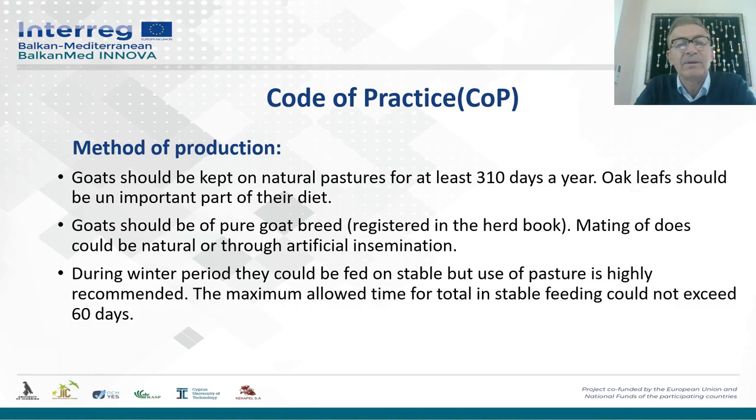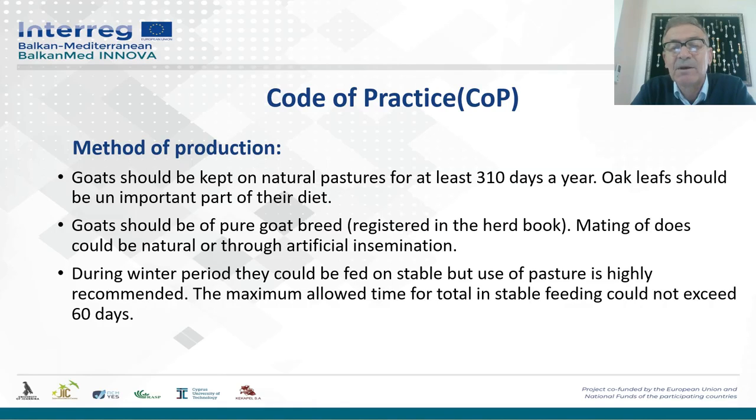Another chapter is method of production. Here is where we describe carefully other specifics of the product. The method of production sometimes is a very important one. It makes the product very specific.